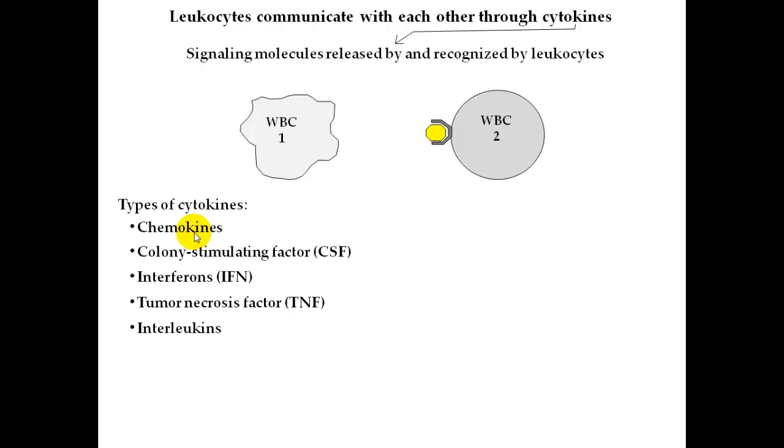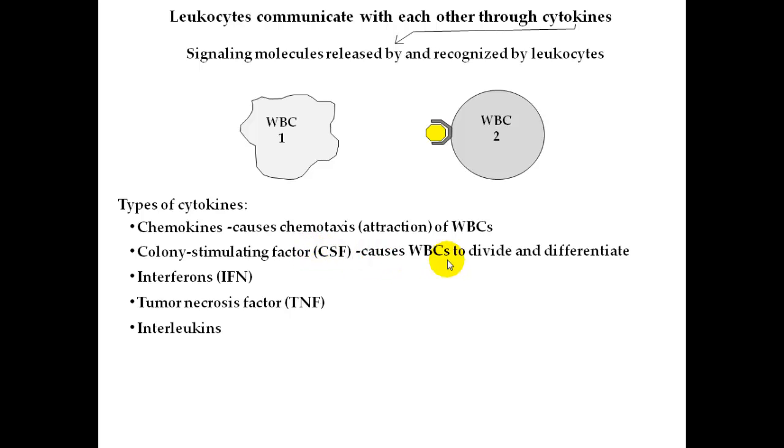And so you might remember that chemotaxis is the attraction of cells towards a certain area. So chemokines are called that because they're a type of cytokine that causes chemotaxis, or attraction of white blood cells to a specific area. The reason why this class of cytokines is called colony stimulating factor is because they induce cell division. Specifically, they cause cell division in white blood cells, and after those cells divide, oftentimes they cause them to differentiate or become other types of white blood cells.